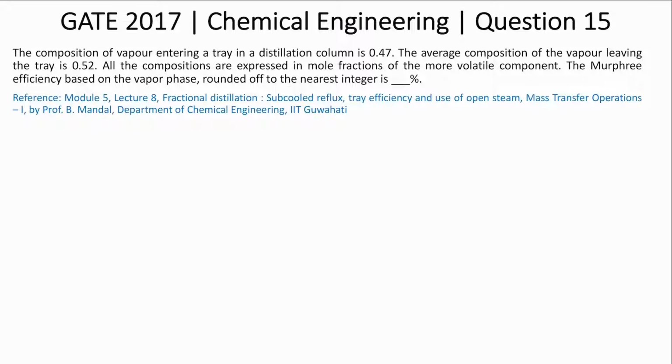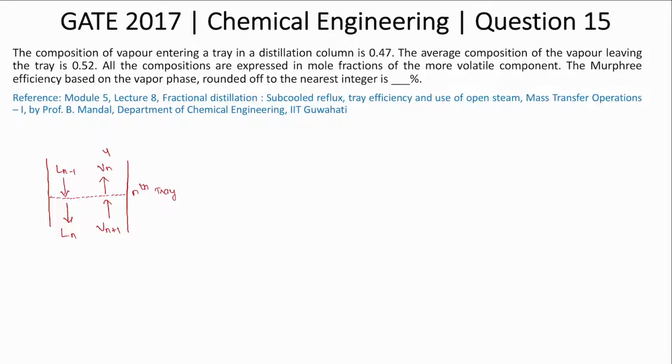So let's take a balance for a tray in a distillation column. Let's assume this is the nth tray. There will be liquid and vapor incoming and outgoing. Ln minus 1 is the liquid that is entering the tray, and Ln is the liquid that is exiting the tray.